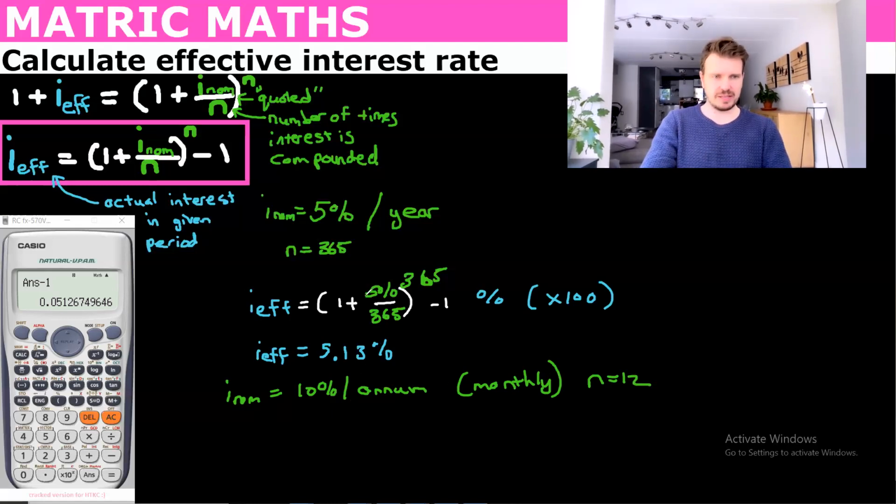So now we can try this in our calculator. So let's clear that, and we'll say 1 plus 10% over 12, to the power of 12. And then, of course, we subtract 1. And we get 0.1047.